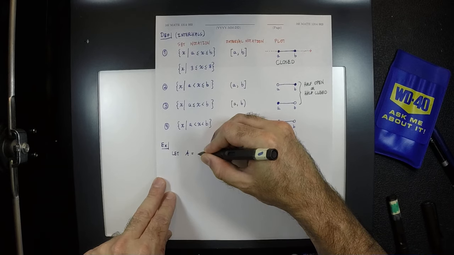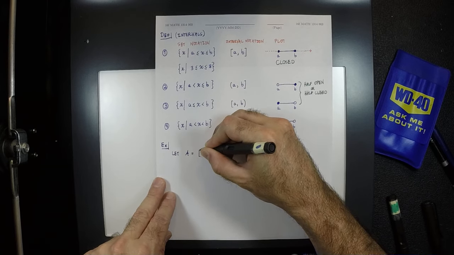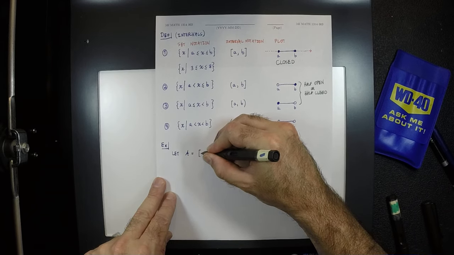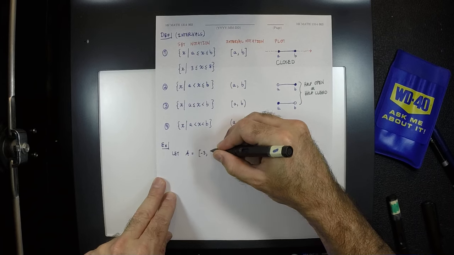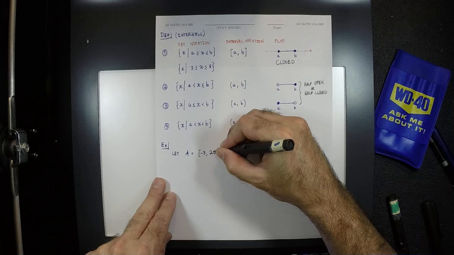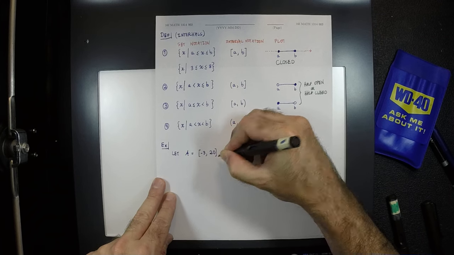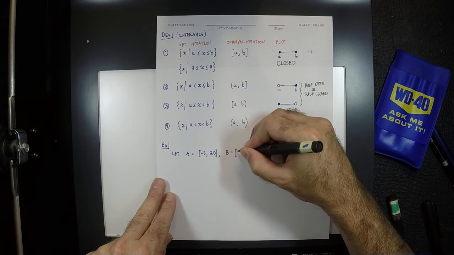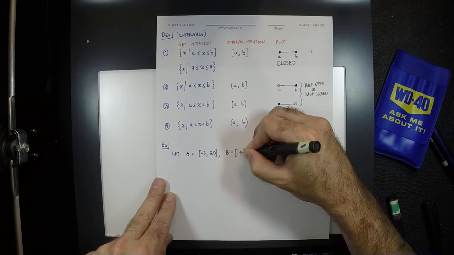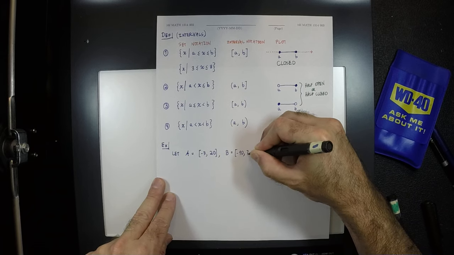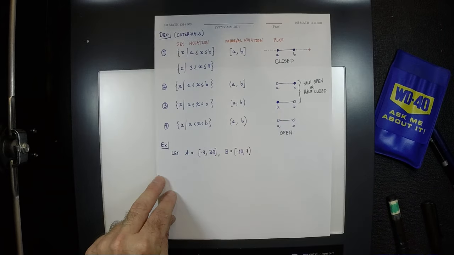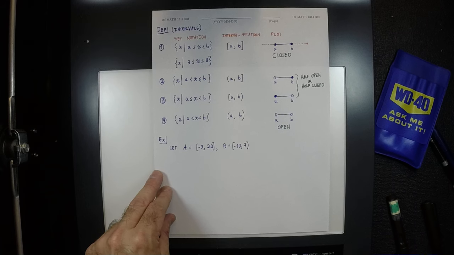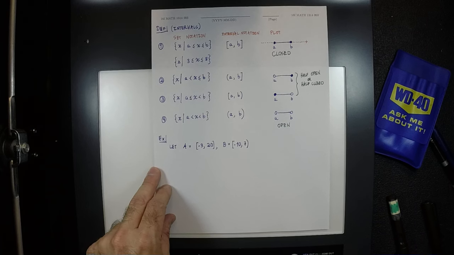Let's have an example. Let A be the set negative 3 to 20, and let B be the set negative 10 to 7, say. So we've got two sets, two intervals. But remember that an interval is just a set.